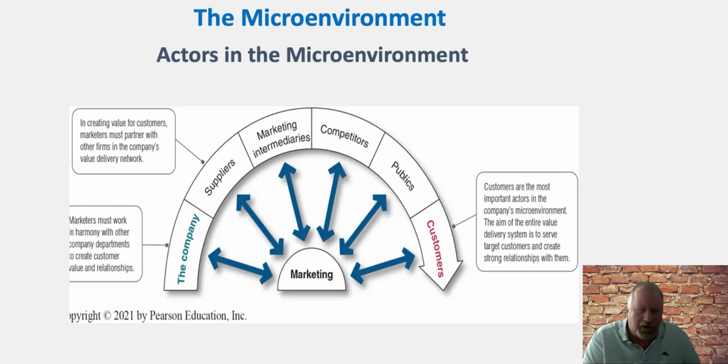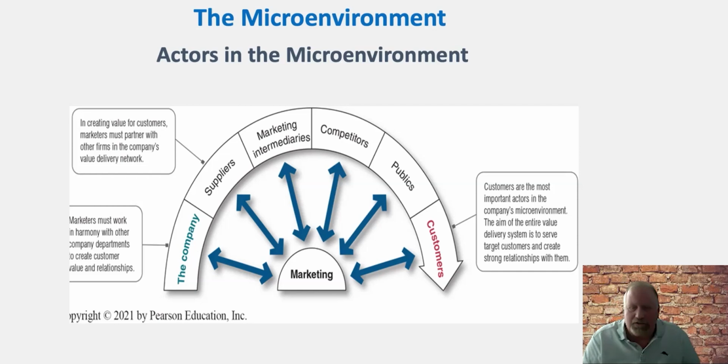We could talk about things like market research firms, advertising agencies, things like that that help in the marketing function, but they're not actually part of the company itself. Then we have competitors, the competitive landscape. All the companies that compete against you affect the way we make decisions in marketing.